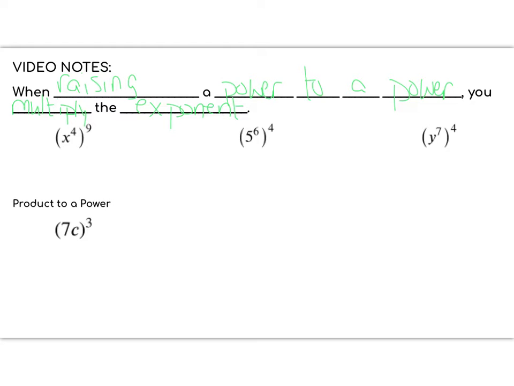So here I have x to the 4th raised to the 9th. This would be x to the 4 times 9. So this would be x to the 36th power. If I have 5 to the 6th raised to the 4th, this is going to be 5 to the 6 times 4, which is 5 to the 24th power. What would the exponent be for y to the 7th raised to the 4th? That would be y to the 28th, right? Because 7 times 4 is 28.